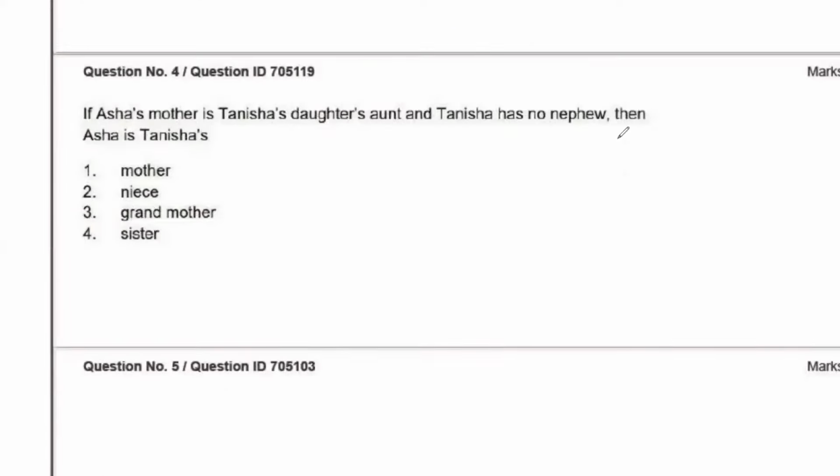Asha's mother is Tanisha's daughter's aunt. Not just daughter, daughter's aunt. So Asha's mother is Tanisha's daughter's aunt.